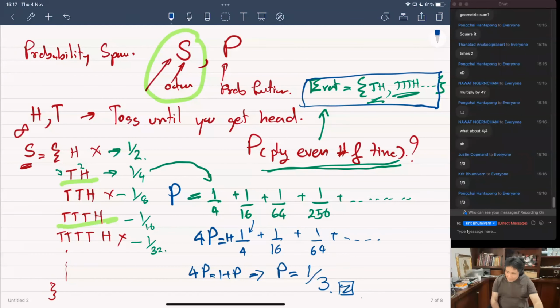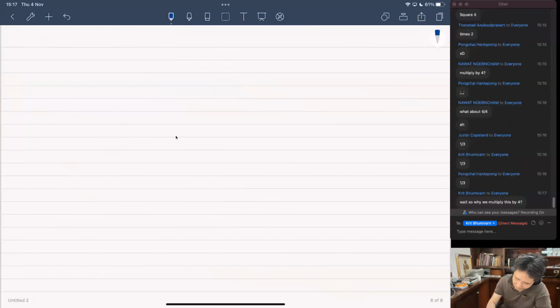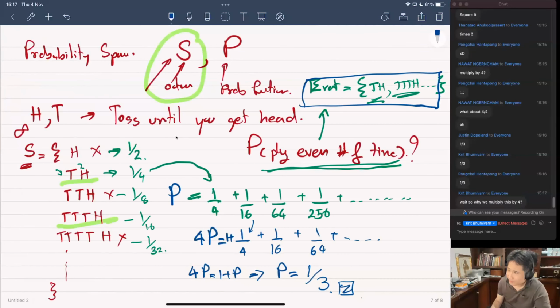Because we almost run out of time, let me finish off with a few things, some obvious things about probabilities that let me spell out. So why did we multiply this by 4? Because when you multiply it by 4, you get almost back the same thing, right? Then you get this, the geometric series.